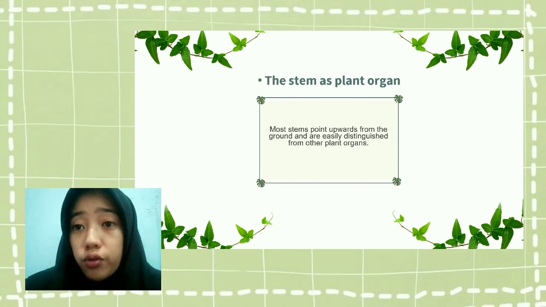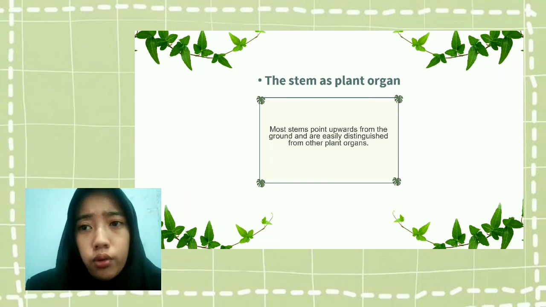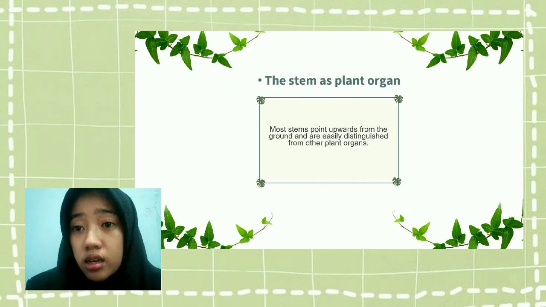The stem as plant organs. Most stems point upward from the ground and are easily distinguished from other plant organs. Some stems, however, have unusual locations which make them more difficult to identify. Potato tubers, for example, have a rod-like shape, but they are axially swollen in the ground. Stems specialized for food storage. All stems, of whatsoever size or location, are distinguishable as such by the separation of nodes and internodes.